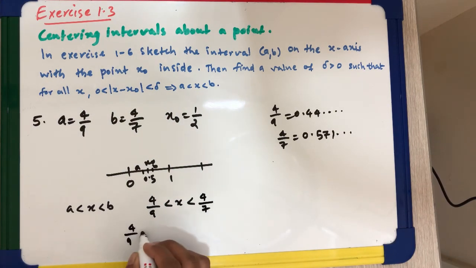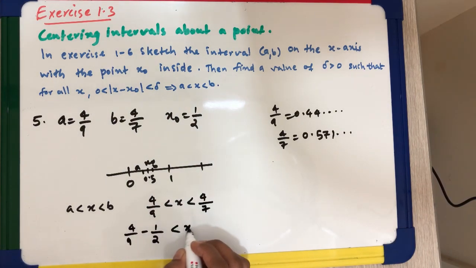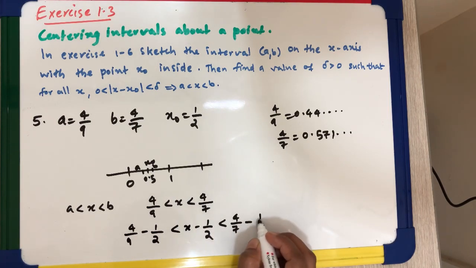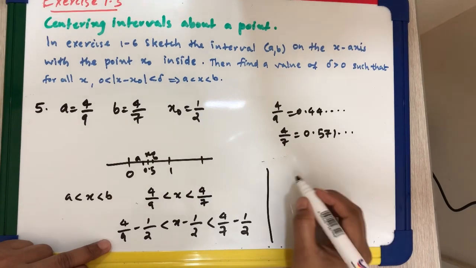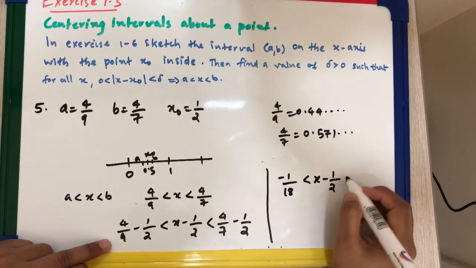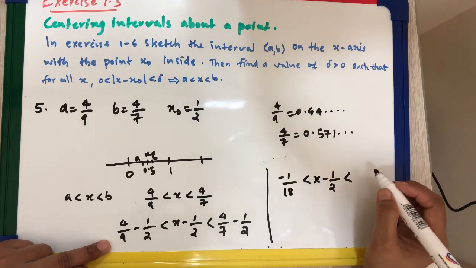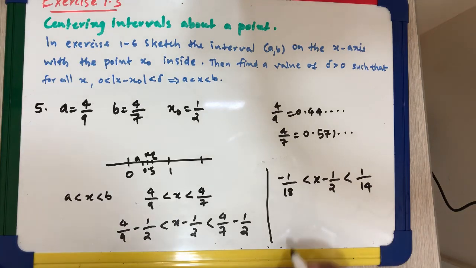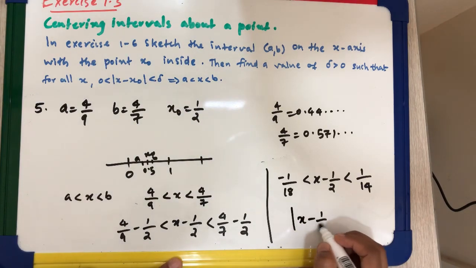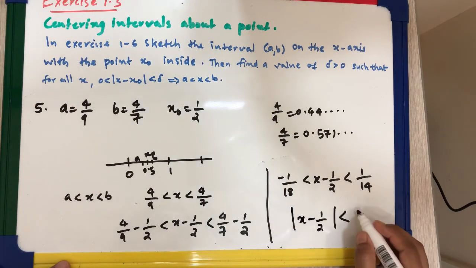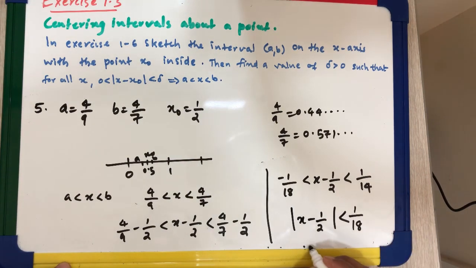Now x naught is 1 by 2. So 4 by 9 minus 1 by 2 less than x minus 1 by 2 less than 4 by 7 minus 1 by 2, which is minus 1 by 18 less than x minus 1 by 2 less than 1 by 14. Therefore mod x minus 1 by 2 is less than 1 by 18. Therefore delta equal to 1 by 18.